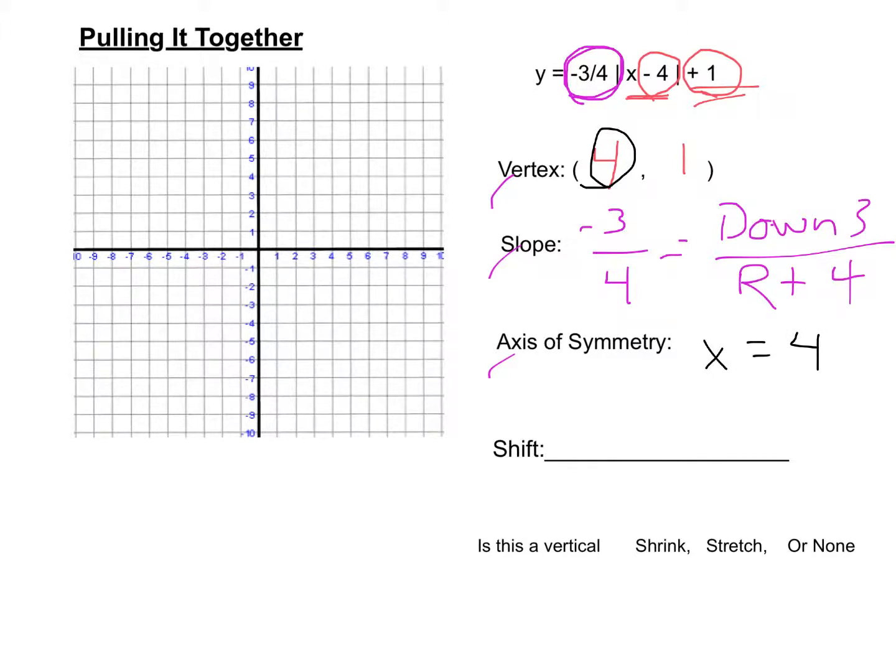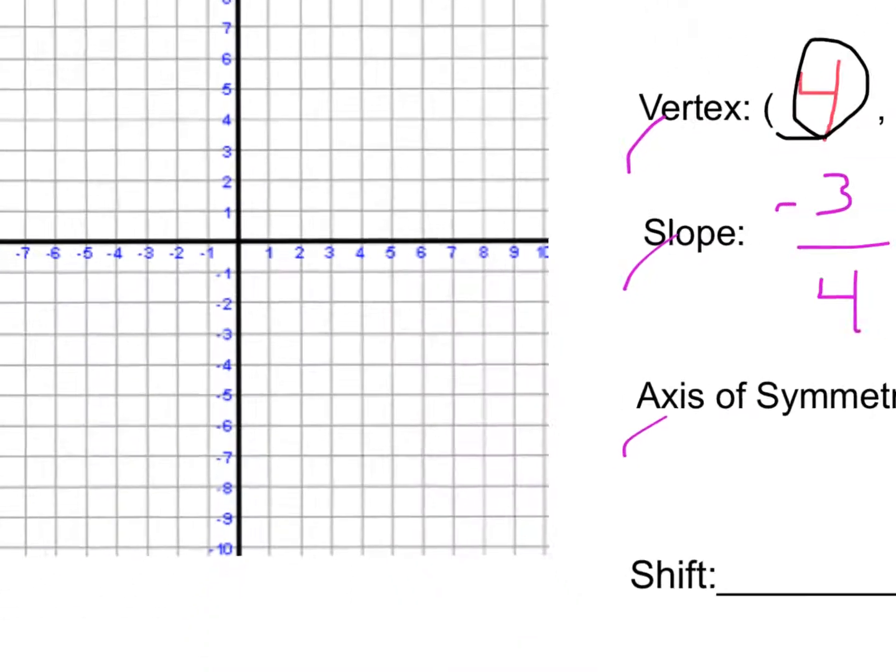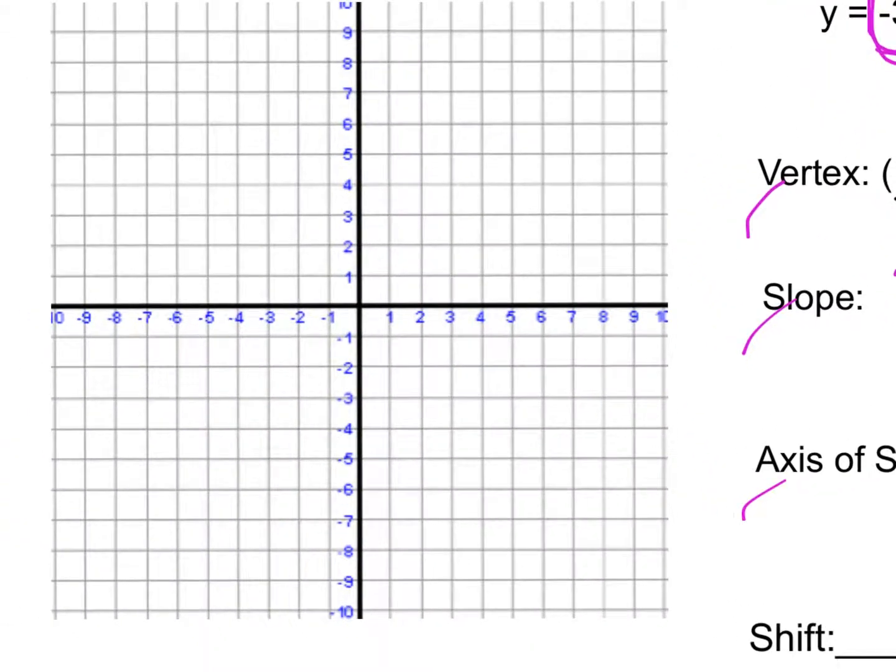Now let's start off. First thing we need to do, let's graph the vertex. My vertex is 4, 1. So let's zoom in on the graph here. We're going to find the coordinate 4, 1. So I go to the right 4 and up 1, make my point. Okay, I'm going to make this pen a little bit fatter. Like so.